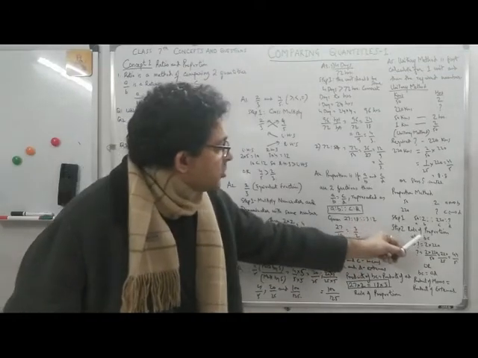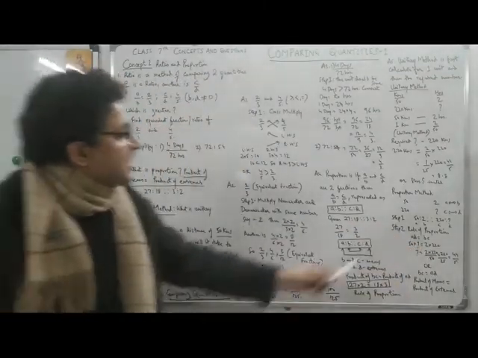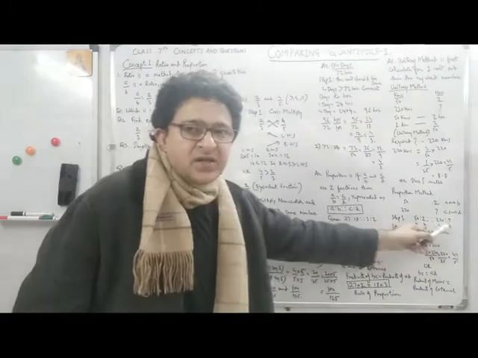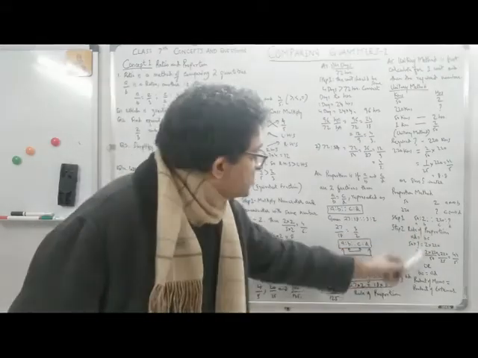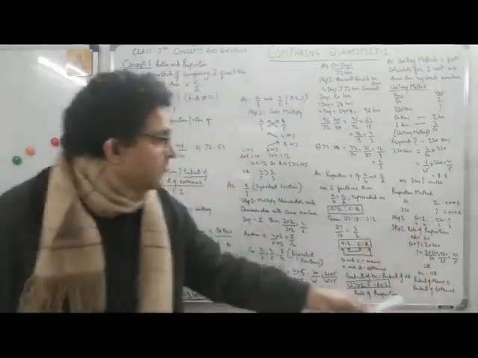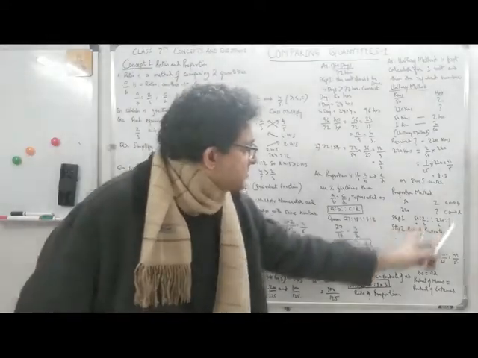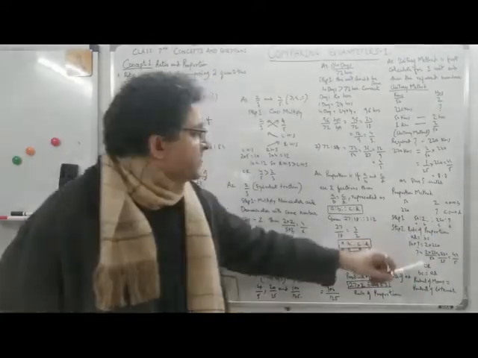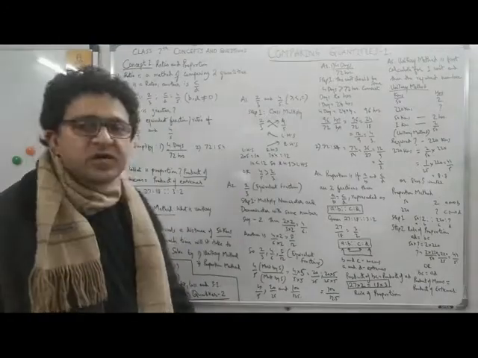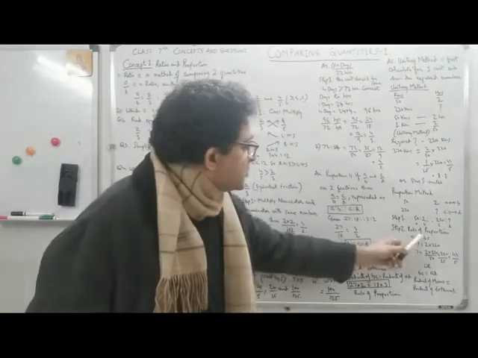So what is the rule of proportion? A into D is equal to B into C, or you can say B into C is equal to A into D. Same thing. Product of means is equal to product of extremes. So I wrote this as AD is equal to BC.